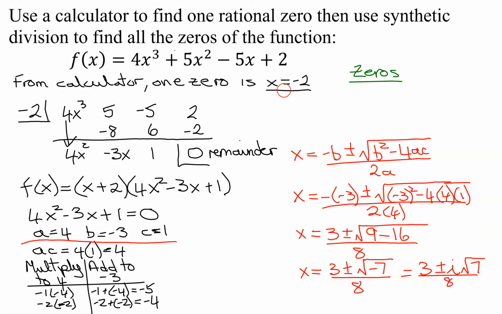And my zeros are, don't forget the first one we found, x equals negative 2. And then these two solutions here, and since it's a complex number, we often break it up by dividing 8 into both parts. So I get 3/8 plus or minus i times the square root of 7 over 8. And how many solutions do we have? 1, 2, 3. And what was the degree of the equation? 3.